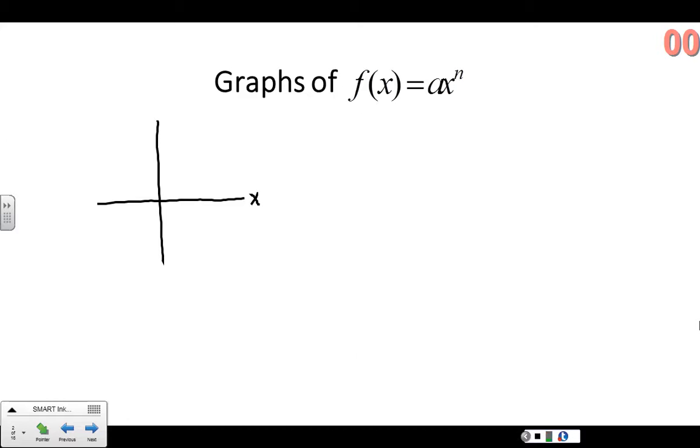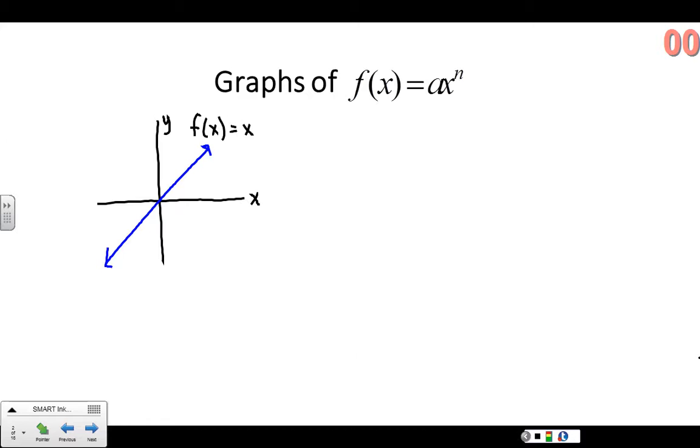If we have the coordinate plane here, graph, let's say a is equal to 1 and x to the first. So f of x equals just x. We remember that is the line. It goes through the origin, increases across its entire domain.